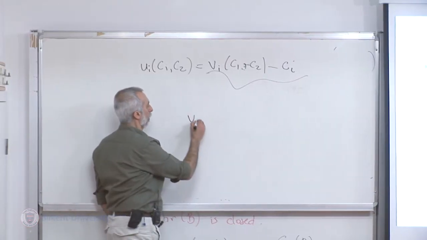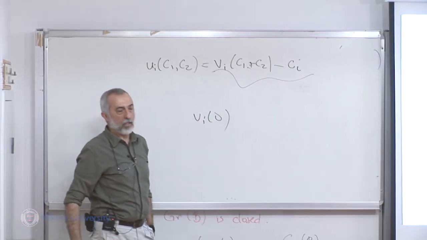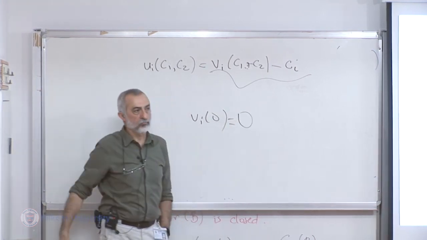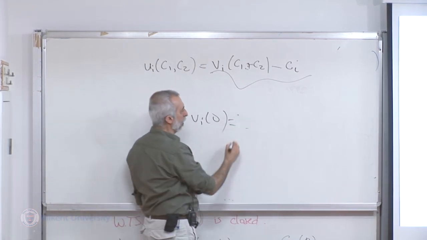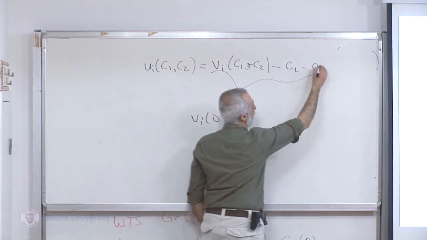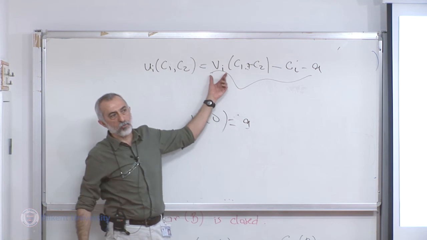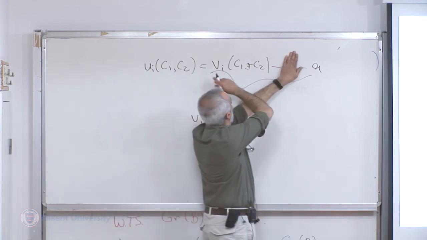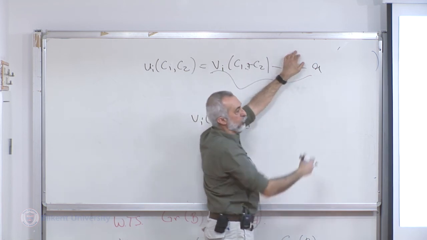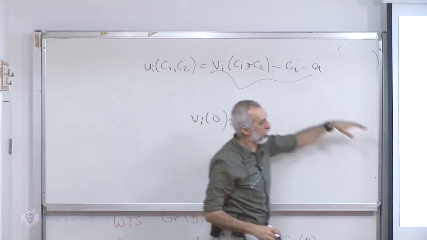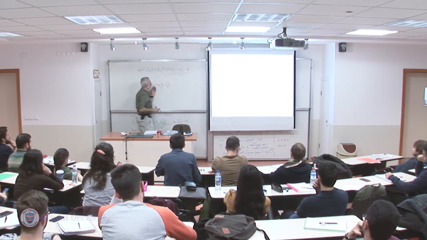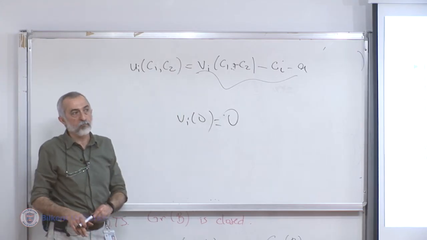Moreover, I can assume Vi of 0 to be equal to 0. If it's some number a, subtract a from here, and you'll get the same numeric representation. Then take Vi(C1 + C2) minus a as your function v. That function will still be continuous, increasing, and strictly concave. So without loss of generality, we can take Vi of 0 equal to 0. It doesn't make much of a difference.